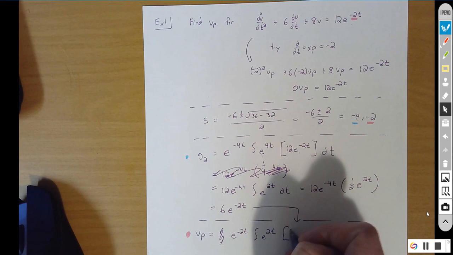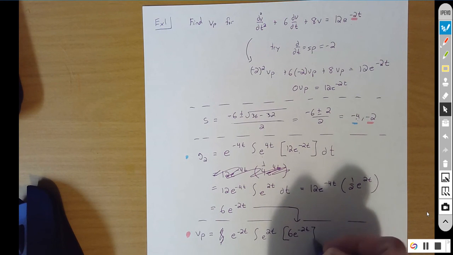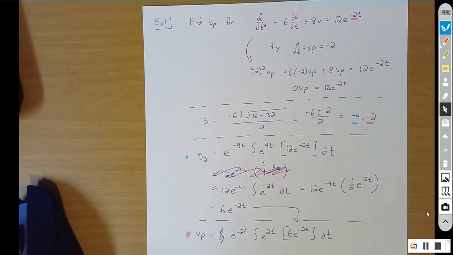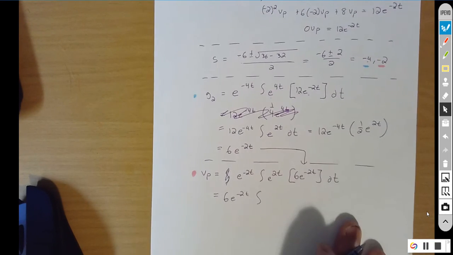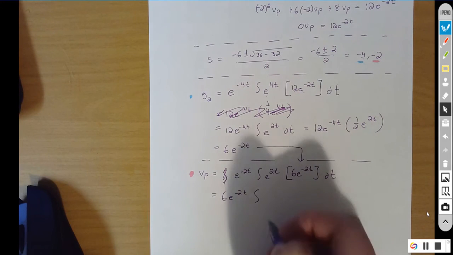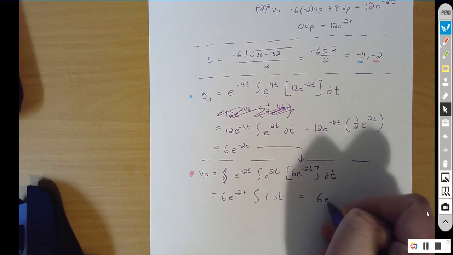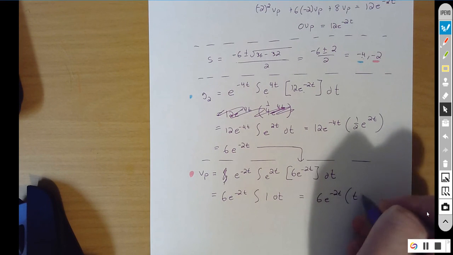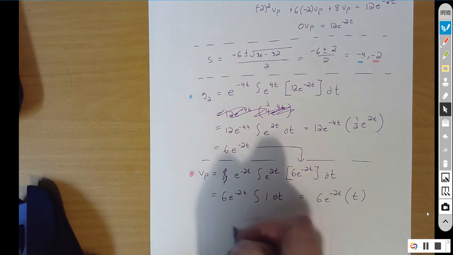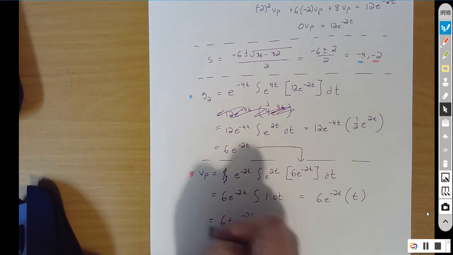This becomes 6e to the negative 2t dt. So again, I can bring the 6 over, 6e to the negative 2t, and then I'm going to integrate. And so e to the 2t times that, this becomes an e to the 0. It becomes an e to the 0, which is just 1. So when I integrate this, I'm going to get 6e to the negative 2t times t for my integral. So 6t e to the negative 2t is v particular.